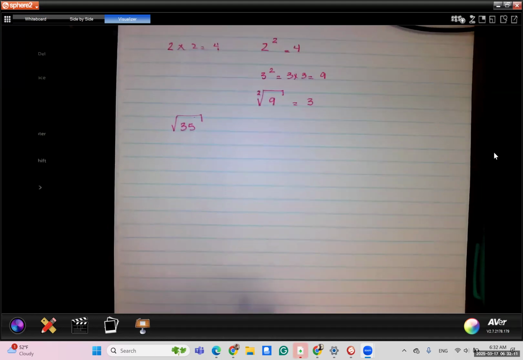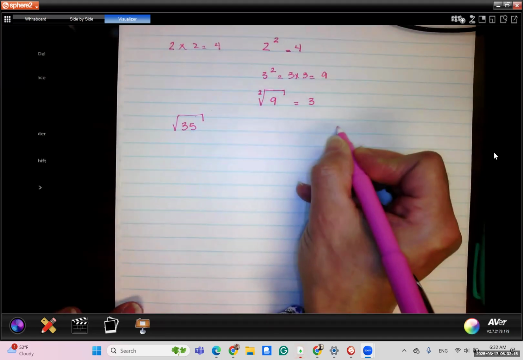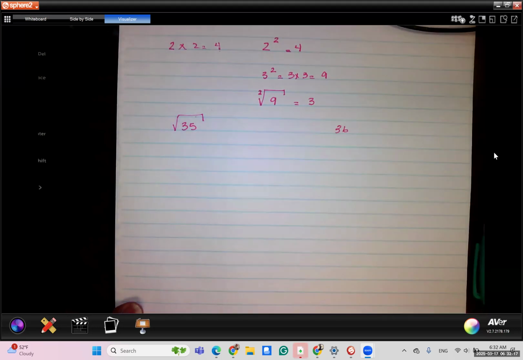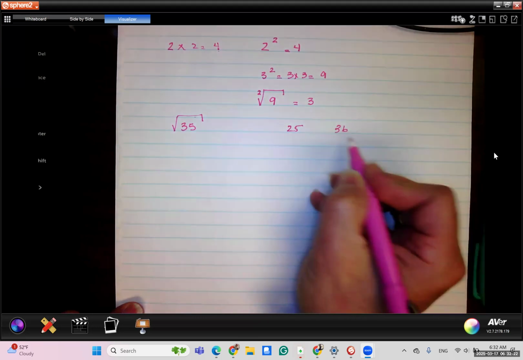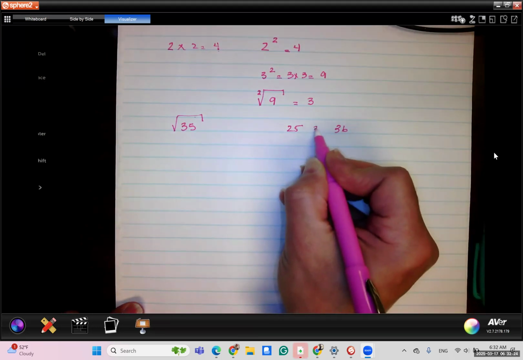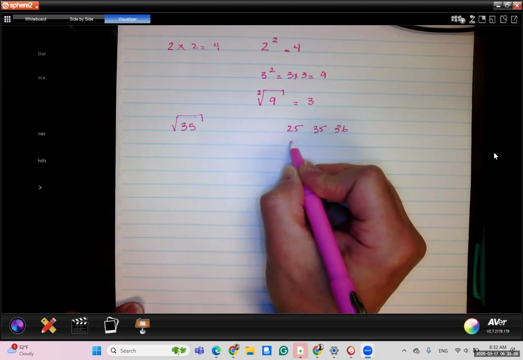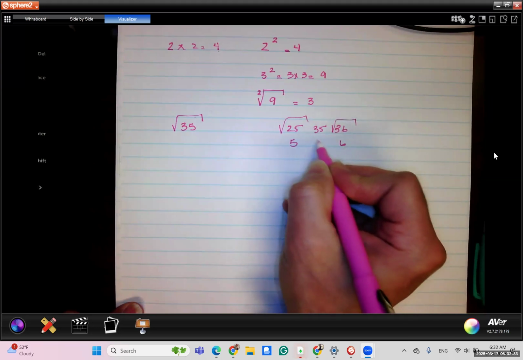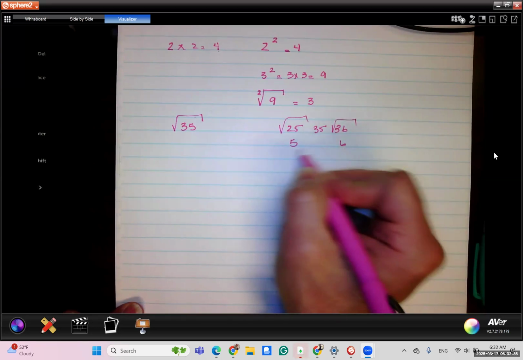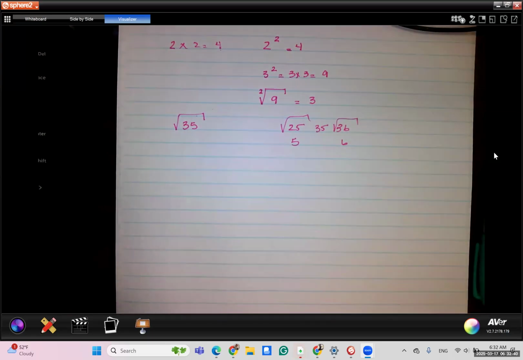We can tell that it's going to fall somewhere between two numbers. The closest complete squares to 35 are 25 and 36, because 5 times 5 is 25, and 6 times 6 is 36, and 35 is in between. So the square root of 25 is 5, and the square root of 36 is 6. So we know that the square root of 35 is going to fall between 5 and 6, but that's all we can tell. We can't really know the exact square root, and it doesn't have an exact square root.